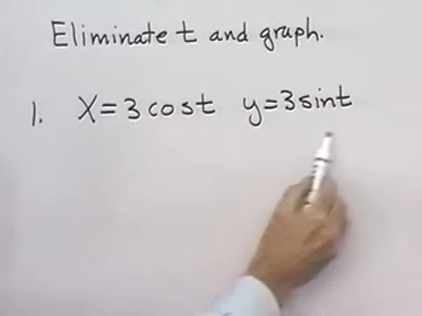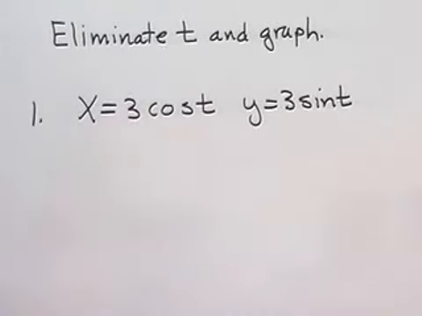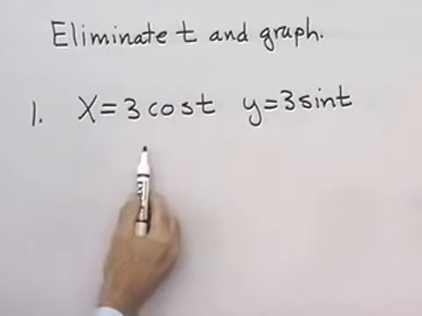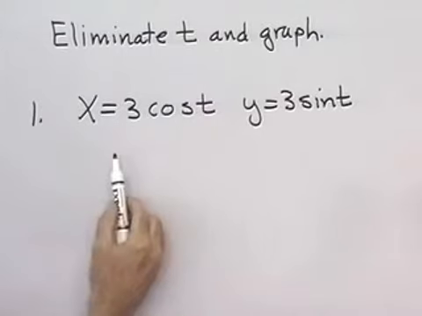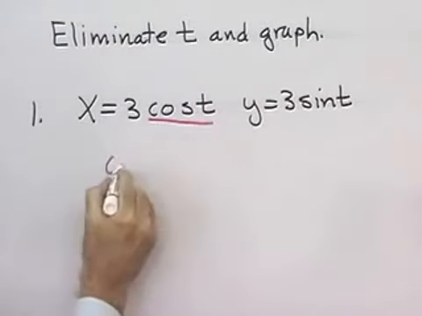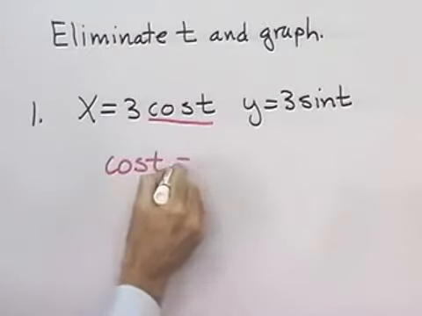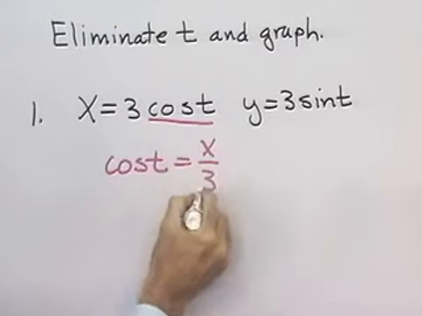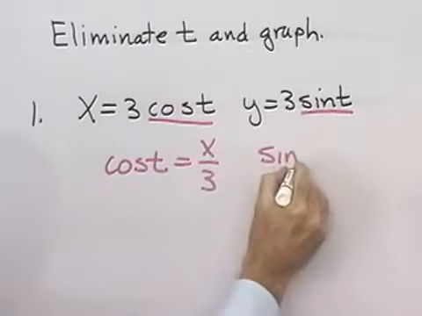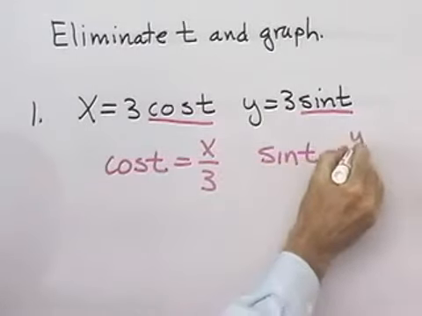Now, just to get used to parametric equations to begin with, one of the things we like to do is eliminate the parameter t, see what kind of equation we get that just has x and y in it, and then see if we can graph it. So I'm going to solve this first equation for cosine t. Cosine t is equal to x over 3. I'm going to solve the second equation for sine t, and I'll get sine t is equal to y over 3.